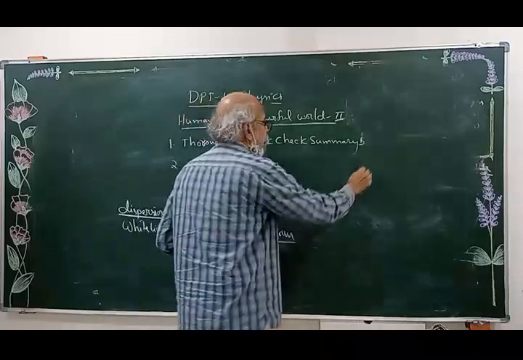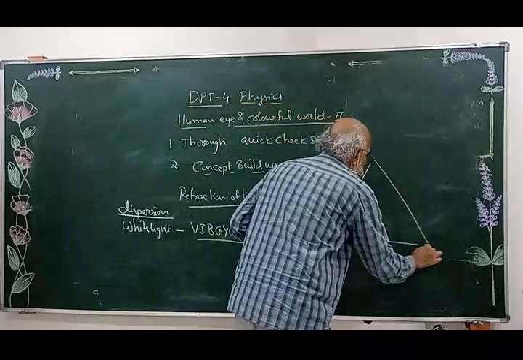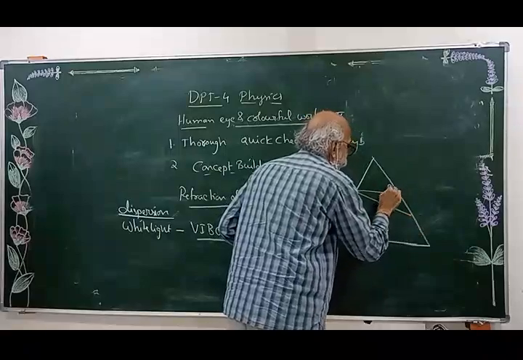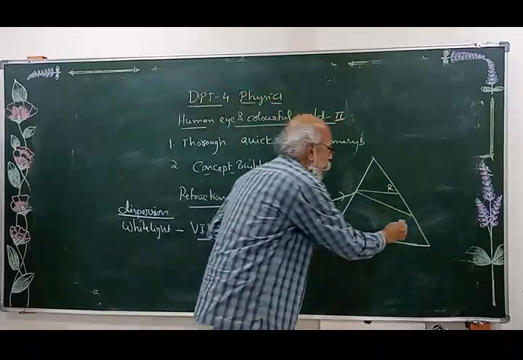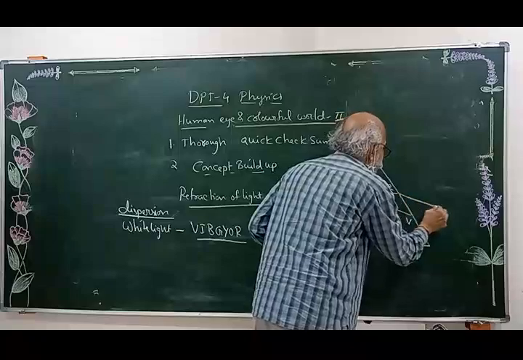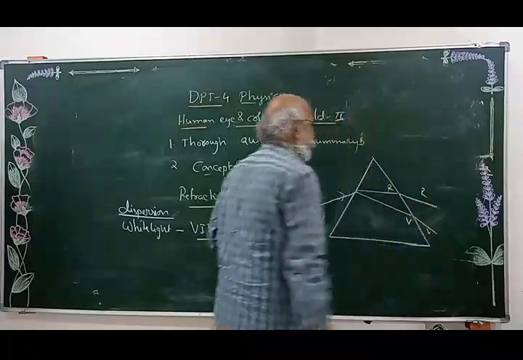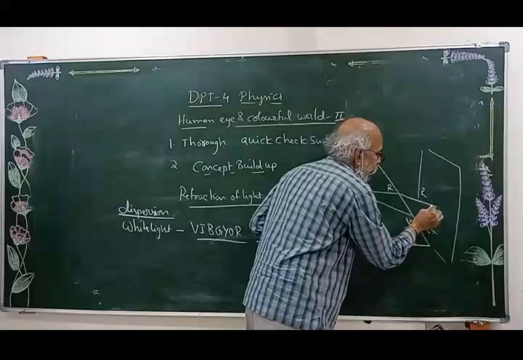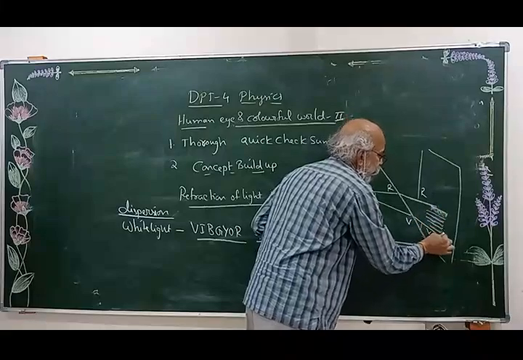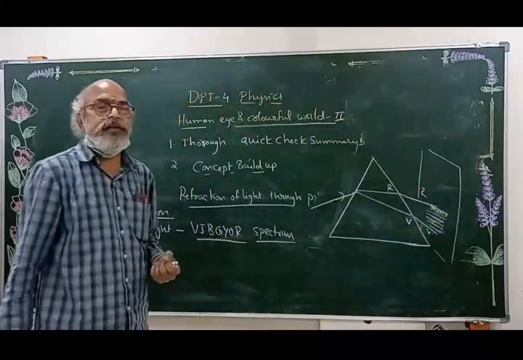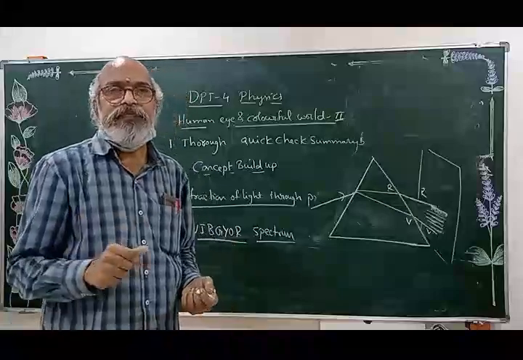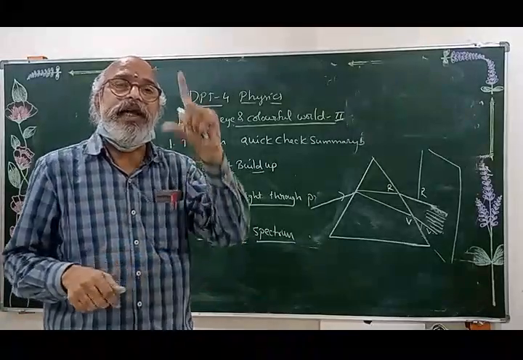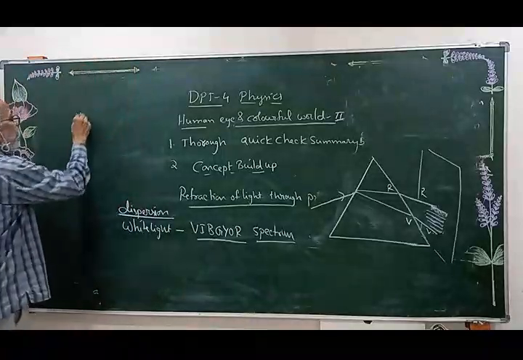So what happened? When white light is incident on the triangular prism, it will split into 7 colors. The red will undergo less deviation, violet will undergo more deviation. So a 7 color pattern will be obtained on the screen, what you call a spectrum. If you carefully place a screen here, 7 bands will be obtained with the 7 colors. VIBGYOR will be obtained. Dispersion can be observed in daily life, naturally happening. The rainbow formation should be carefully emphasized.